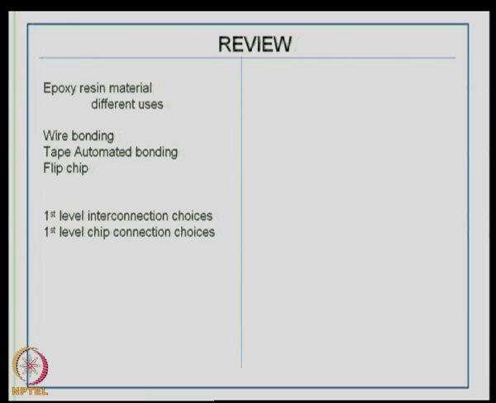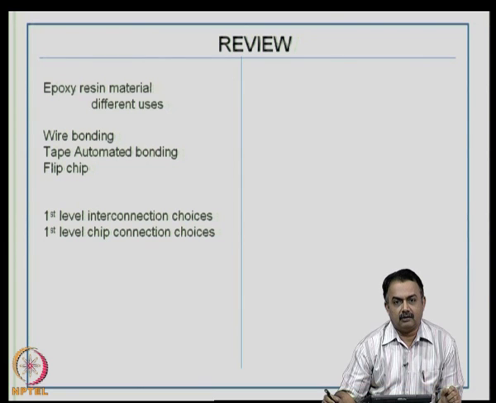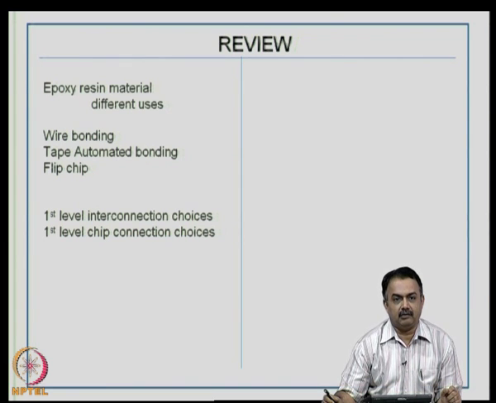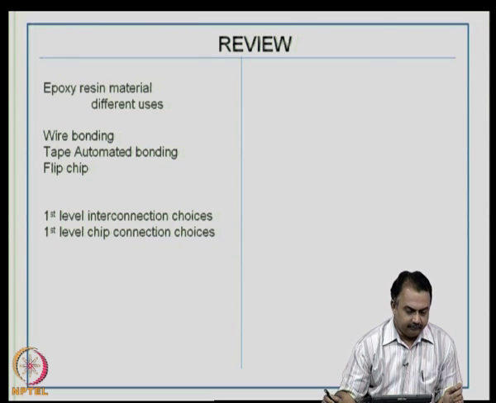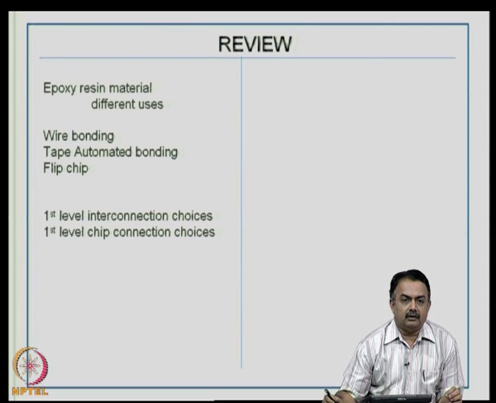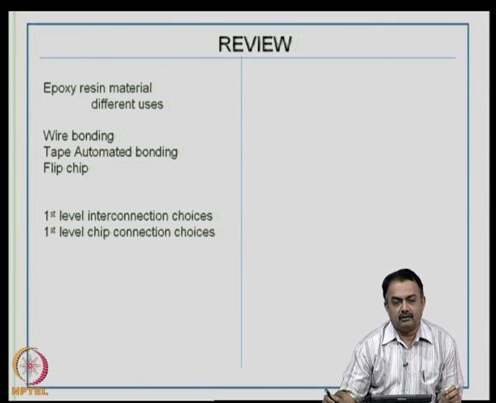In the last class, we talked about epoxy resin material. We also looked at the different uses or applications for this epoxy resin material in the packaging industry, and we dwelt some time on wire bonding, tape automated bonding, that is TAB, and flip chip, also known as C4. So, we also spent a lot of time on understanding what is a first level interconnection choice, or you can also call it a first level chip connection choice.